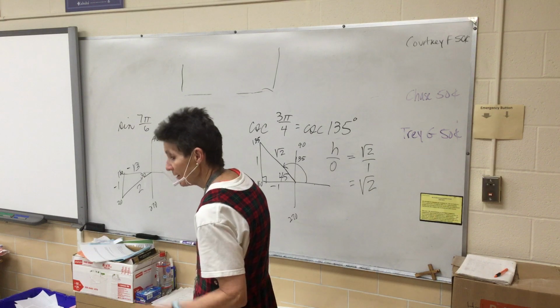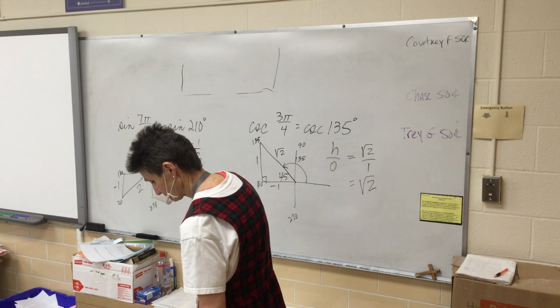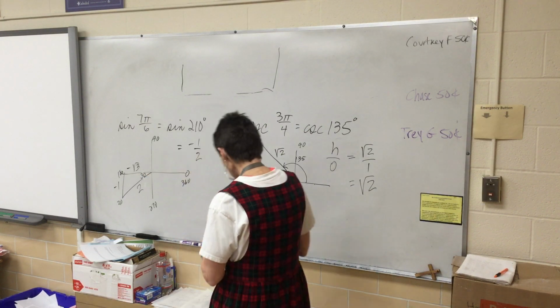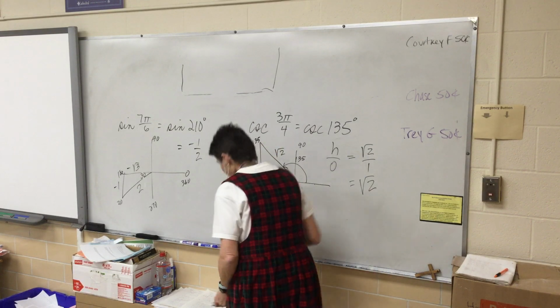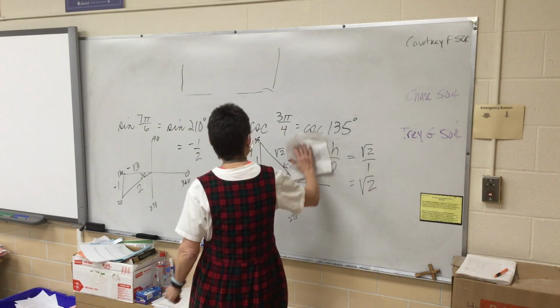All right, let's try F by ourselves. All by yourself. See how far you can get with it. Cotangent 5 pi over 3.